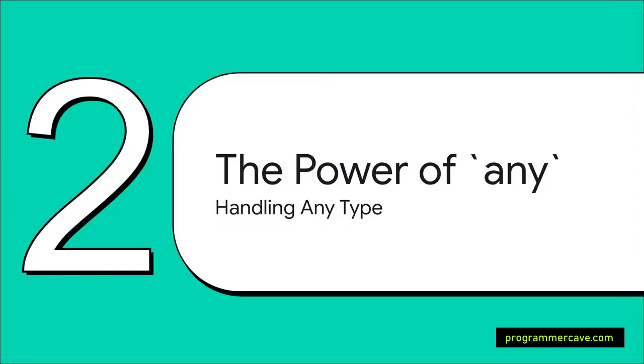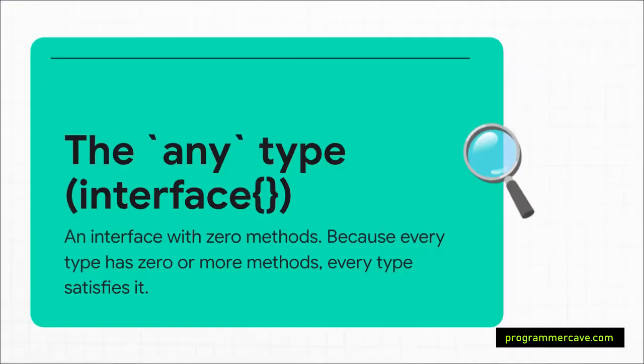So this whole idea of an implicit contract leads us to a very powerful tool. What if we need to write a function that can handle a value, but we have no idea what its type is going to be? Well, if an interface is a contract that lists required methods, what happens if that contract requires zero methods? It becomes a contract that every single type in Go satisfies automatically. This is what we call the empty interface, which now has a handy alias, any.